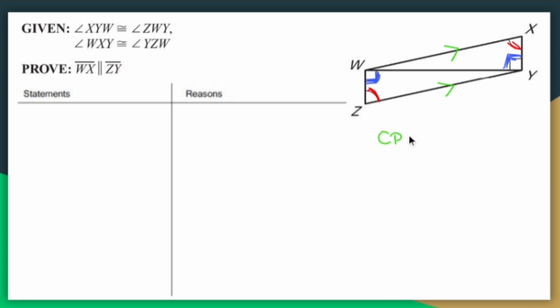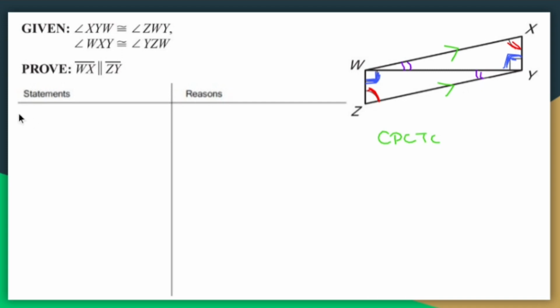There is a rule called CPCTC: corresponding parts of congruent triangles are congruent. So what that means is if I give you two triangles that are congruent, I can say that these sides are the same, and these are the same, and these are the same. So if I show that these two triangles are congruent, then I can prove that these angles are congruent, which means I can show that blue plus purple is congruent to blue plus purple, which means by definition of alternate interior angles, I have parallel sides. I know that's a lot.